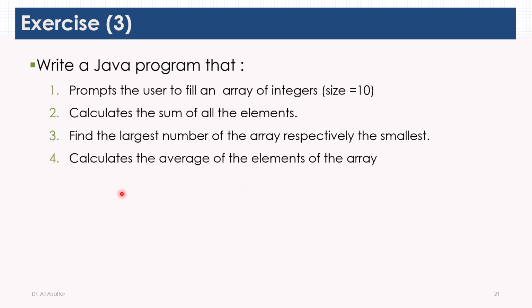In part 4, we need to calculate the average of the elements of the array. And this is very simple to do because in part 2, we have already calculated the sum. So simply we divide the sum over the array size, which is equal to 10.